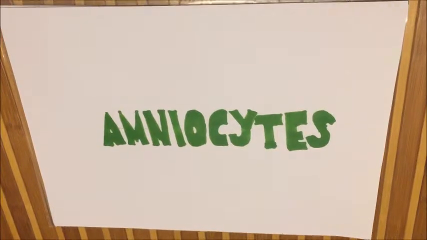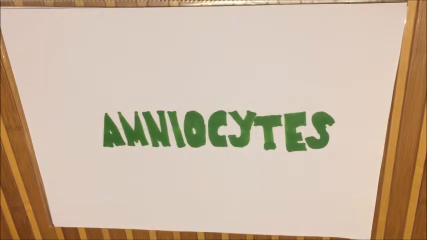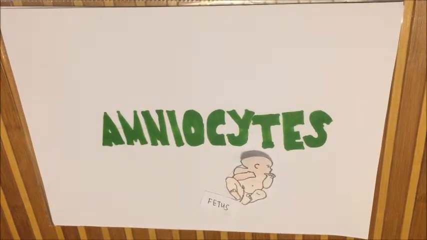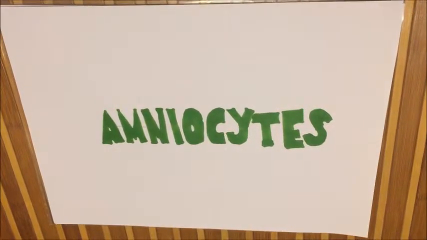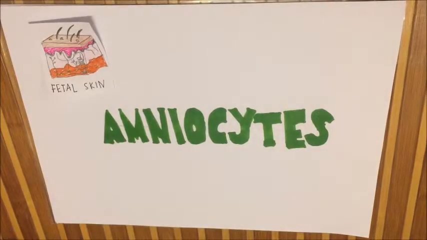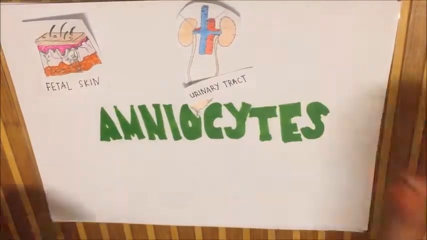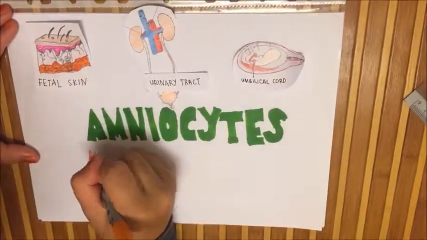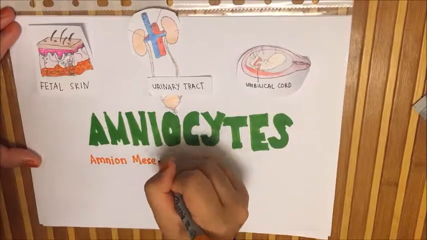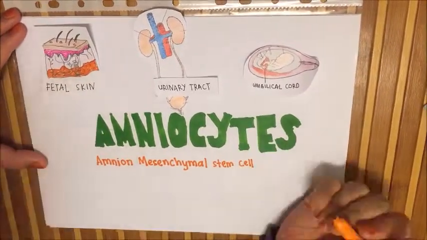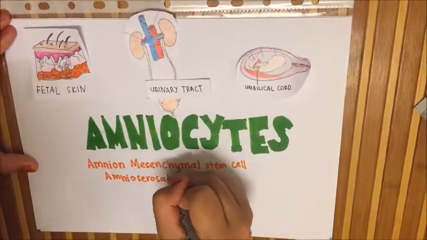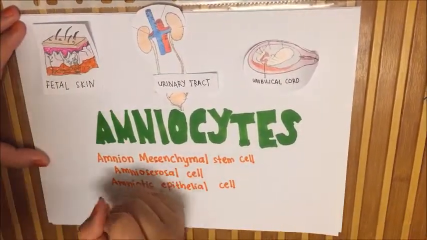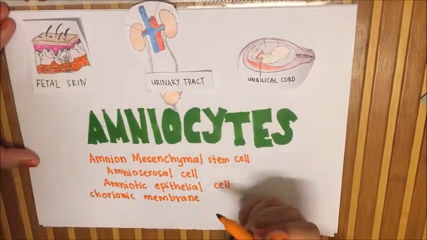Amniocyte is a subclass of extraembryonic cell. It is a cell of a fetus which is suspended in the amniotic fluid. Amniocytes are considered to arise from several tissues including fetal skin, the fetal urinary tract, umbilical cord, and inner amniotic surface. Amniocytes include amnion-mesenchymal stem cell, amnioserosal cell, amniotic epithelial cell, chorionic membrane mesenchymal stem cell, and fibroblasts of villus mesenchyme.